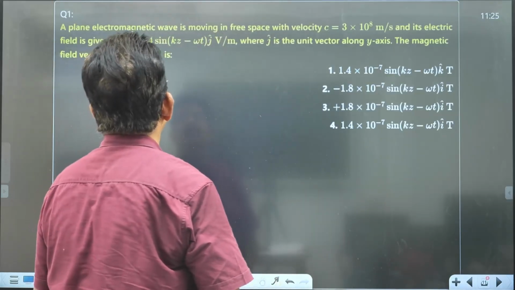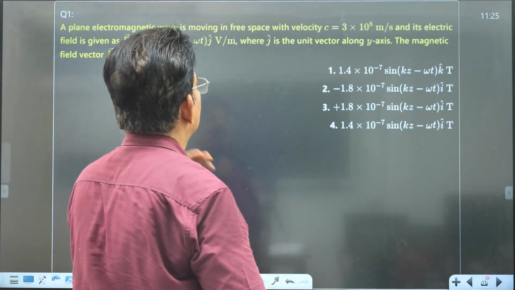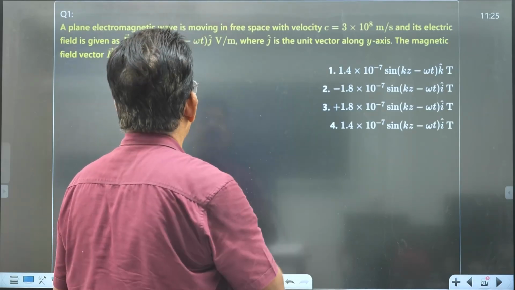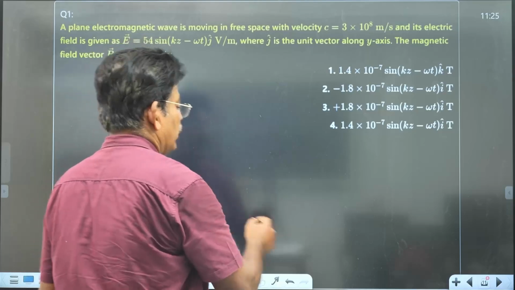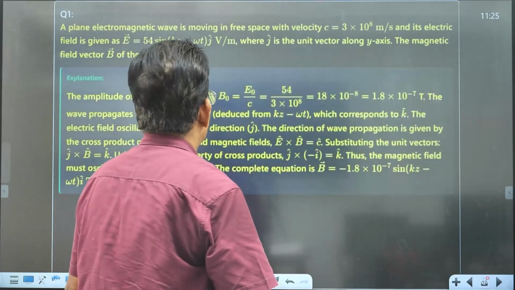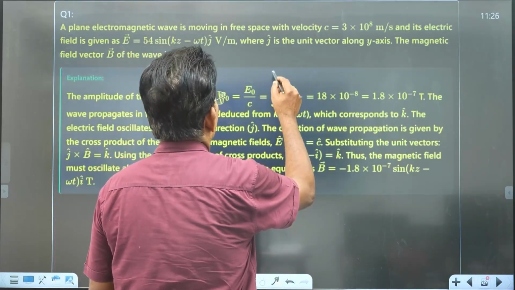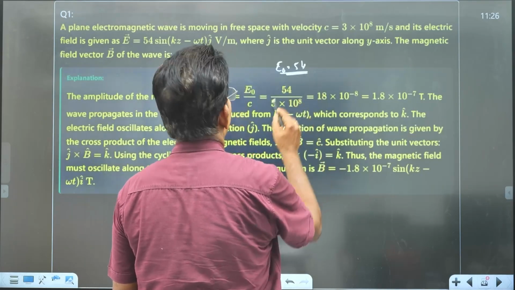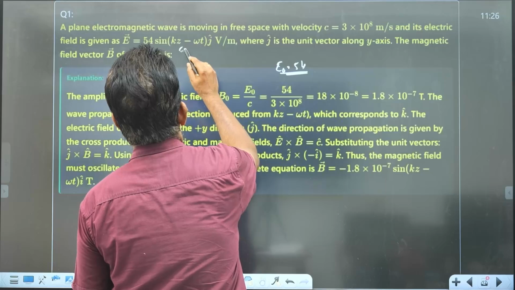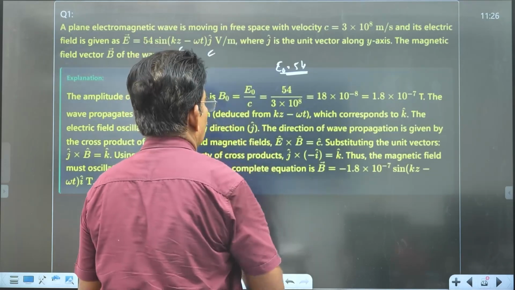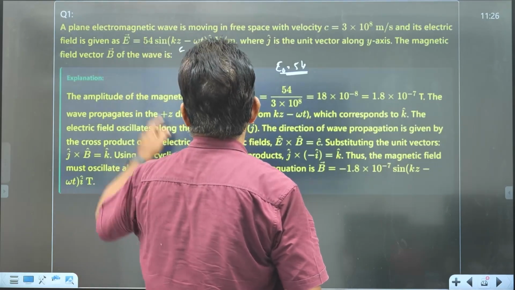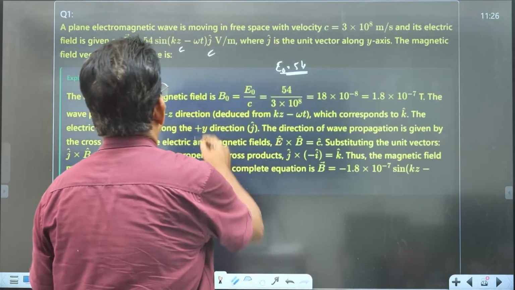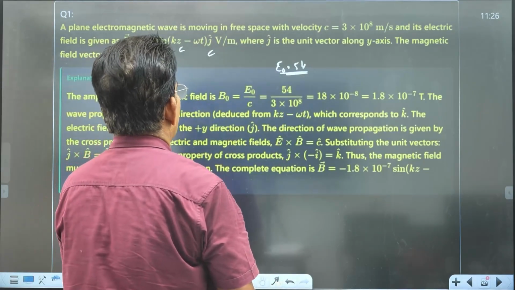An electromagnetic wave is moving in free space, and this electric field is given by E. The electric field amplitude is 54 from the equation. So we can go to the explanation quickly. What is the electric field amplitude? Electric field amplitude is given to be 54 from the equation. Okay. Wave is propagating along what direction? Z direction. Electric field is along Y direction, because the electric field equation has J, the electric field is along Y direction, and the wave is propagating along Z direction.